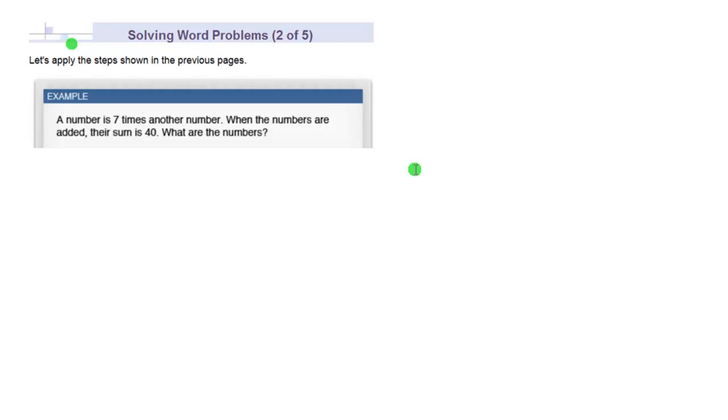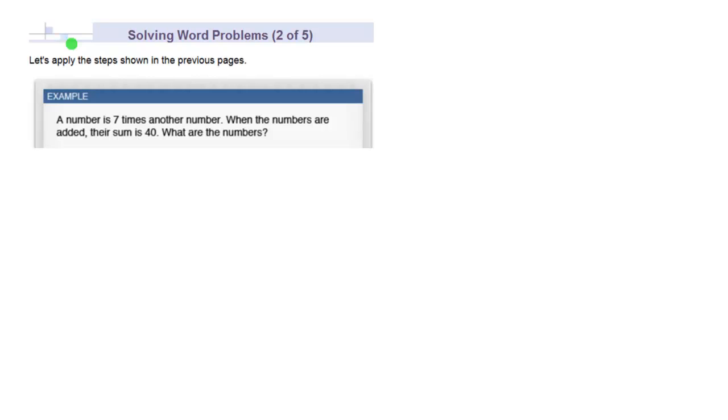Okay, so let's look at this example that's in your lecture this week. It's a word problem. It says, a number is 7 times another number. When the numbers are added, their sum is 40. What are the numbers? So, you can tell that there are two numbers that are unknown. There's one number that's a small number, and there's another number that's 7 times the first number.